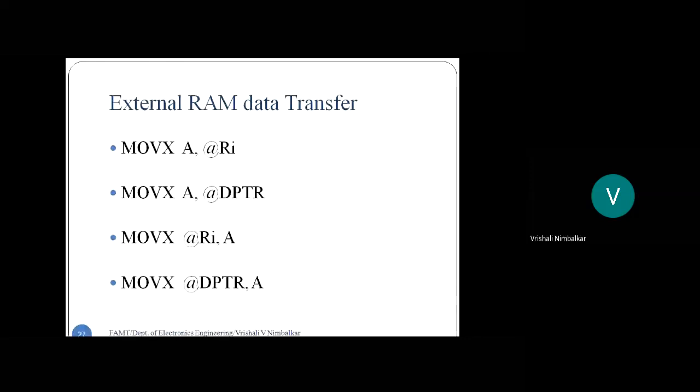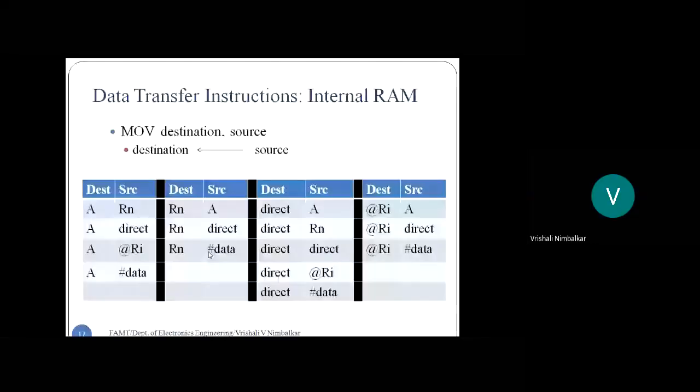So yesterday we looked into internal RAM data transfer, right? The instruction started with MOV. This is called the mnemonic. MOV is called the mnemonic, and the format is MOV, where we write the destination first, and then we write the source, right?